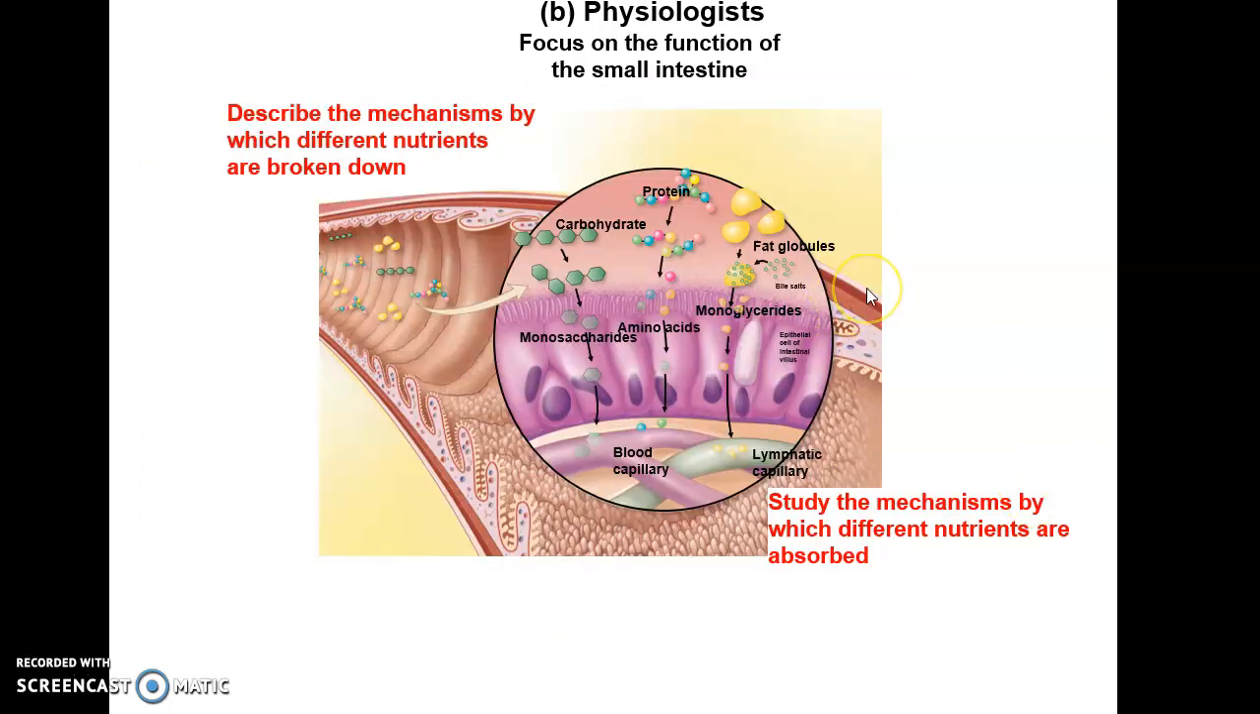And then they might also want to study how it is that nutrients are absorbed by the small intestine. So they could go down on the molecular and cellular level and see how large macromolecules, proteins, fats, carbohydrates get broken down by enzymes, and then those small, tiny nutrients are able to travel through the cells lining the small intestine and into the bloodstream.